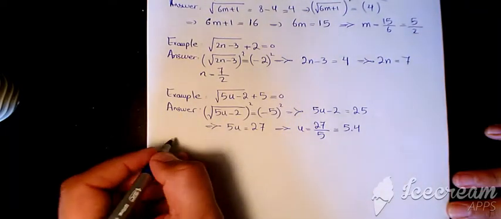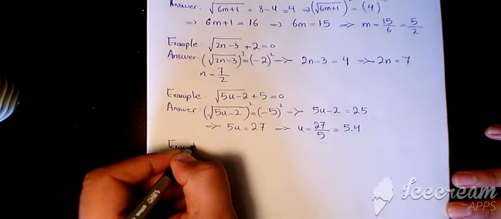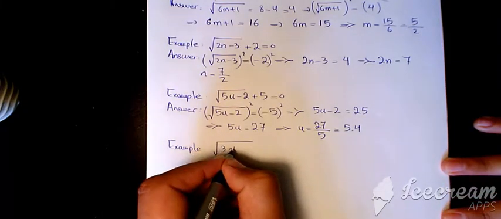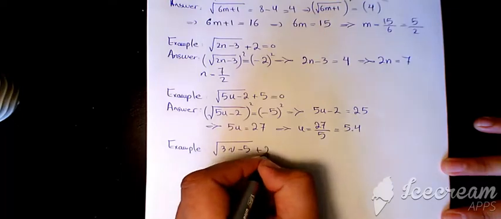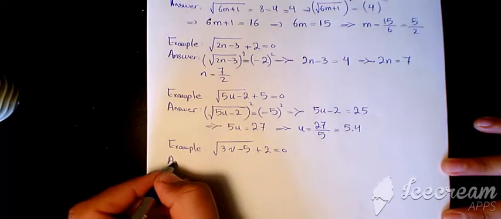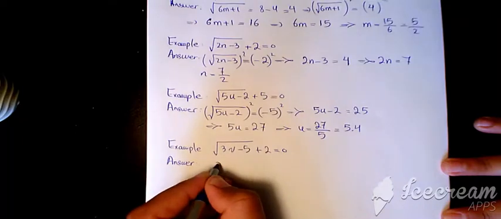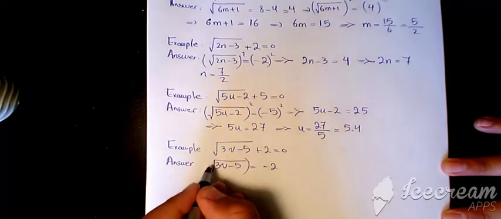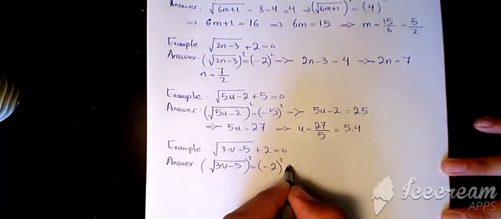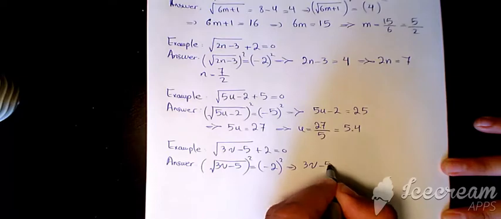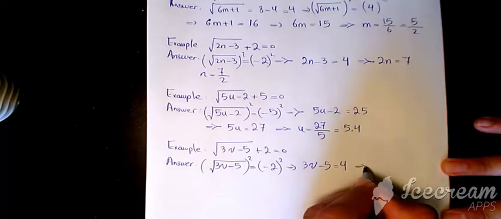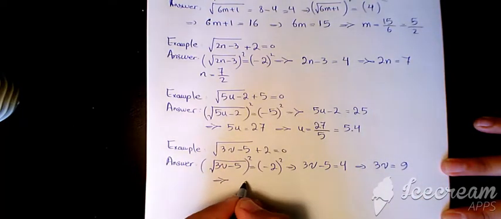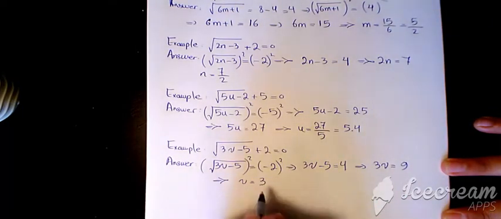Next example is square root of 3v minus 5, plus 2 equals 0. Answer will be 3v minus 5 equals negative 2. Then we square both sides. It will be 3v minus 5 equals 4. Then we can say 3v equals 4 plus 5, which is 9. Then v will be 9 divided by 3, which is 3.